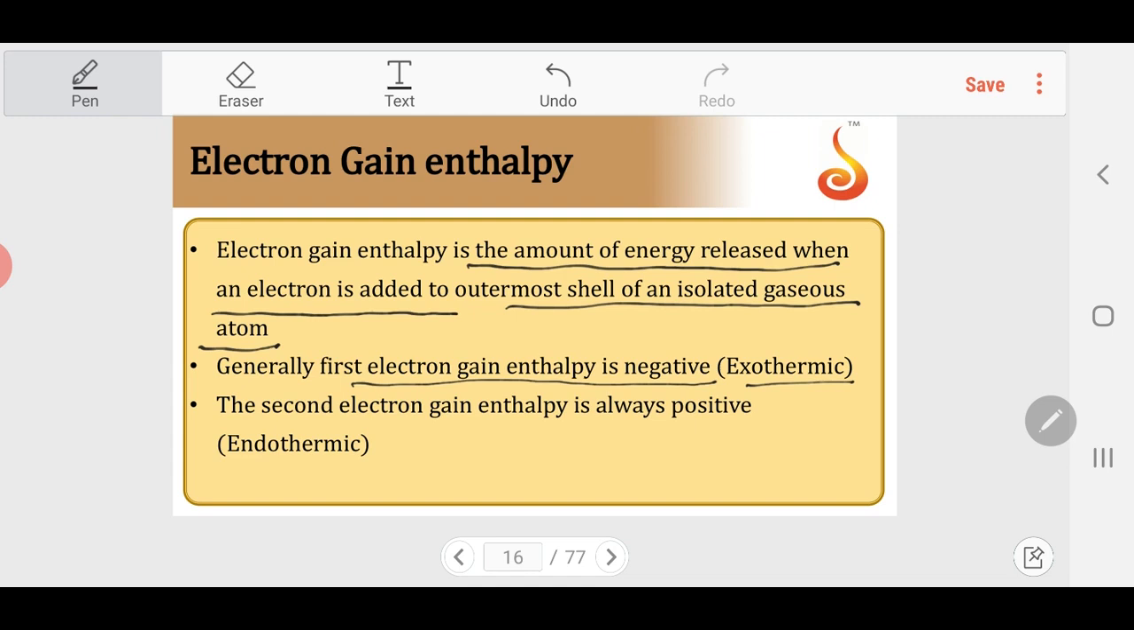Heat will be liberated. But for the second electron gain enthalpy, once we add one electron, it becomes an anion. Adding one more electron to the anion is always an endothermic process. We have to supply energy because it cannot easily accept the second electron, as the nucleus already has more electrons to hold on to. As a result, it becomes an endothermic process.